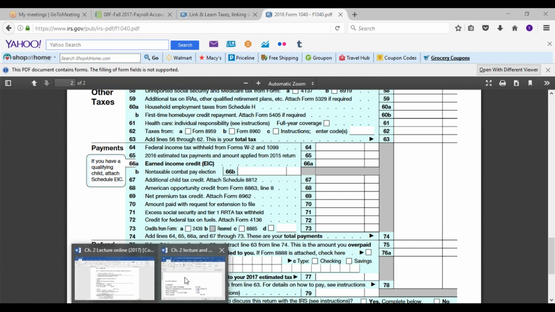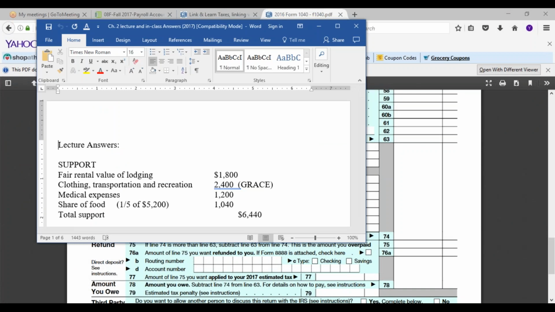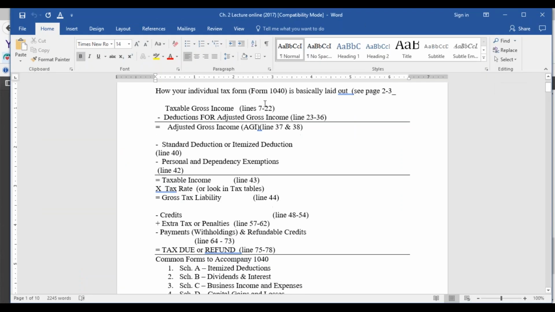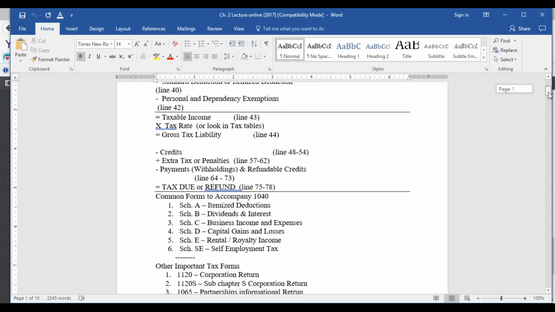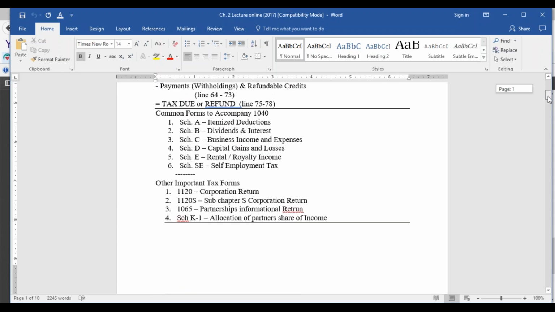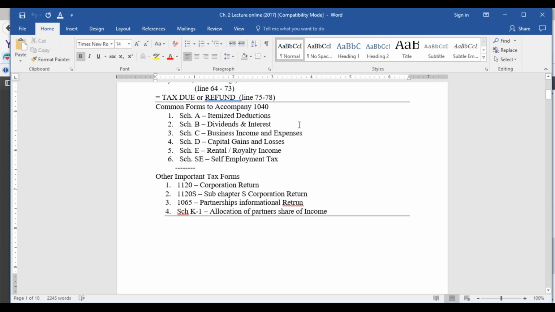Now, let's go back to our lecture notes. Oops, not that one. So I just went through all of this, getting to your adjusted gross income, your AGI, standard deduction minus your exemptions, and then going through and we subtract out our credits and get what we owe, or what we're going to get as a refund.